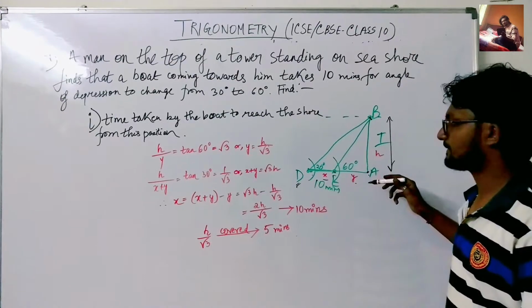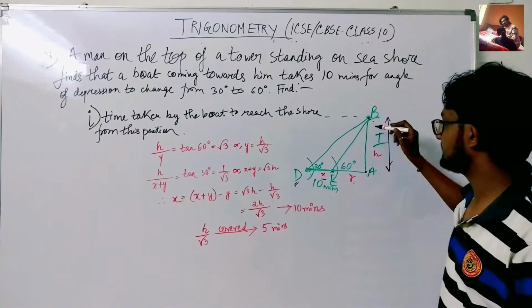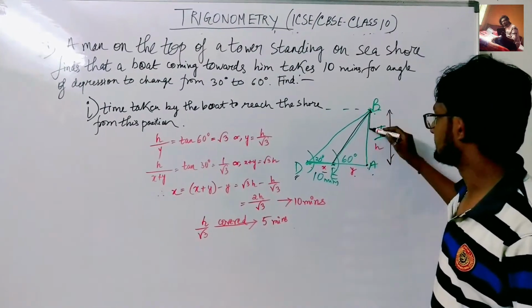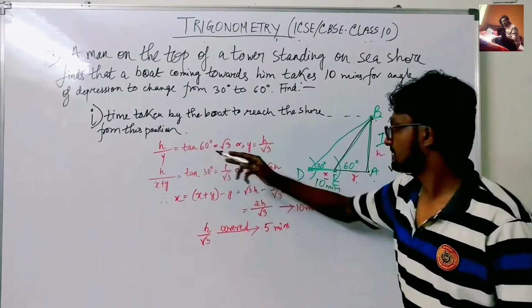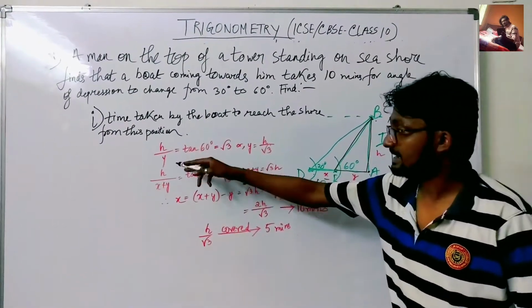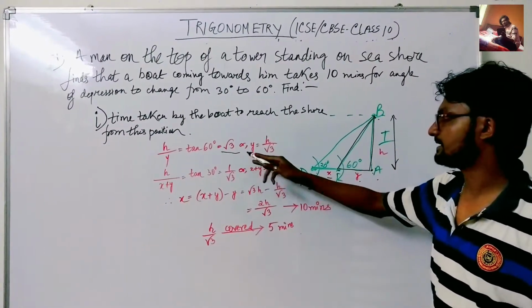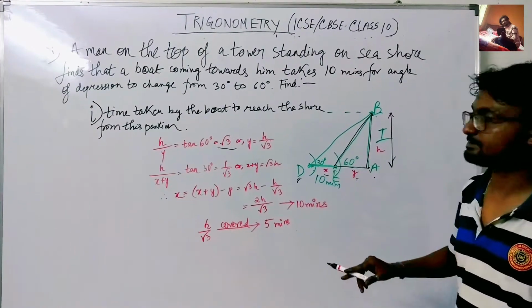If I consider the triangle BAE, perpendicular by base, H by Y is equal to tan 60 degree. So the value is root 3. So Y is equal to H by root 3.